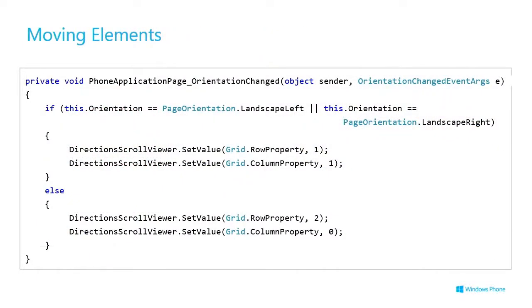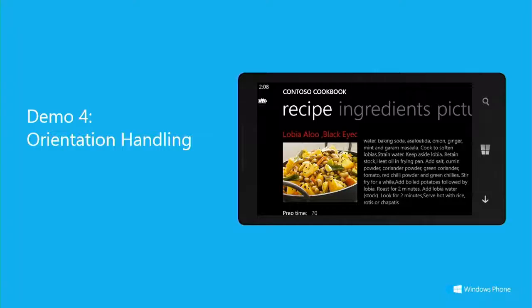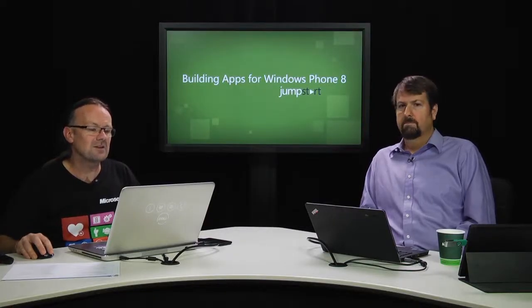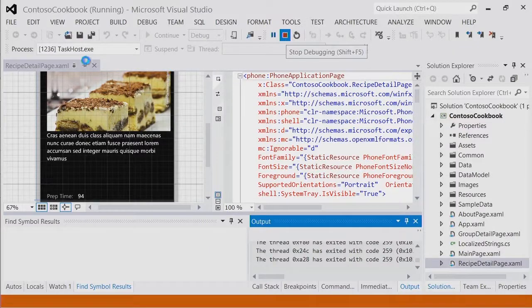Now, how do you shift stuff from one cell to another? Well, you can do it in code. There are other more fancy ways that you can do this in Blend, but this is the simple way of doing it. You can hook the orientation changed event, subscribe to that event, and when the orientation changes, you simply move that direction scroll viewer from one cell to another. And let's show you the end result of that. Back to the demo machine.